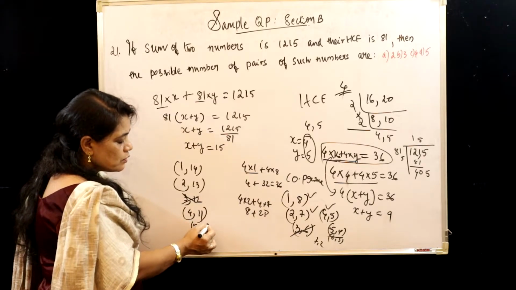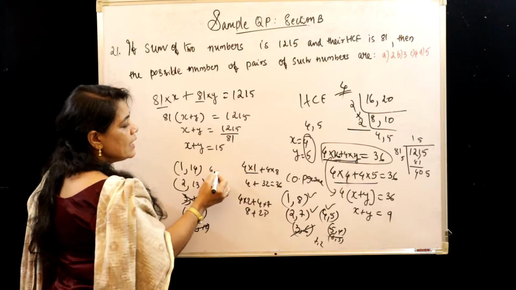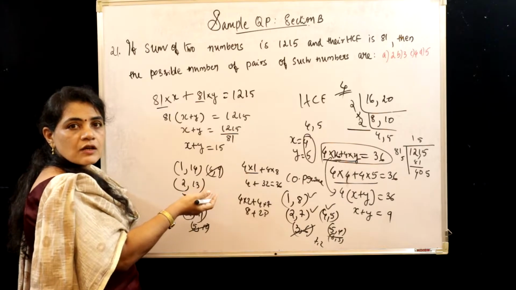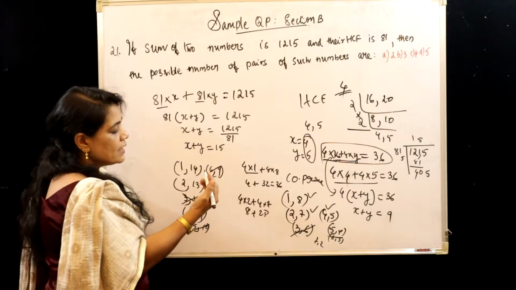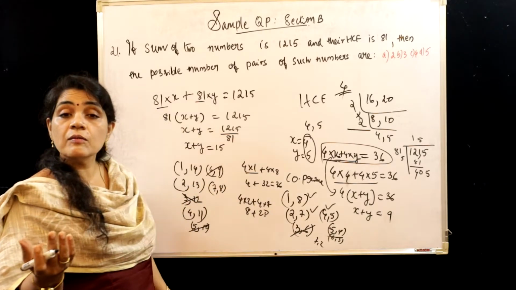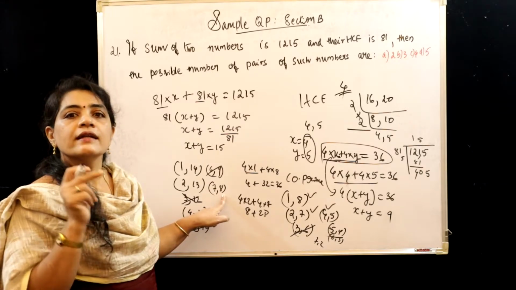Okay, so this is also not possible. And if you are taking 6, then 6 and 9, this also we can't take because 3 is a common factor between 6 and 9. And 7 and 8, this can be taken because all consecutive numbers are co-prime numbers. Okay, so 7 and 8 you can take.